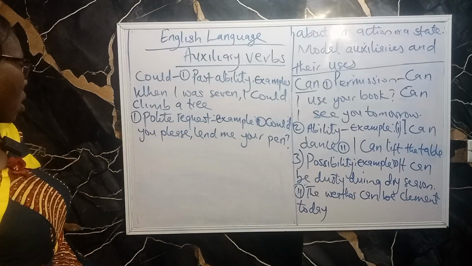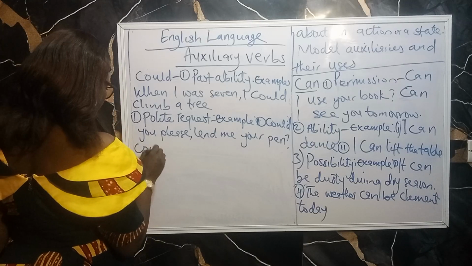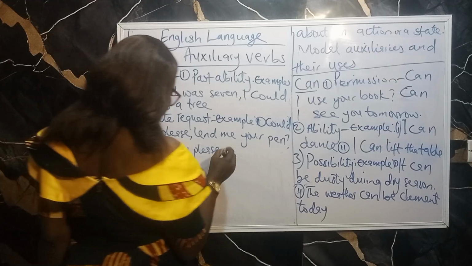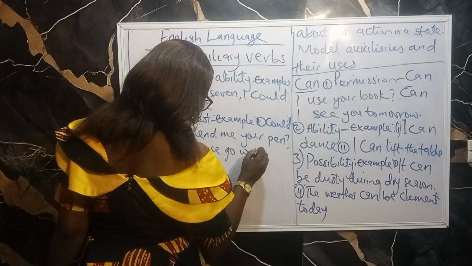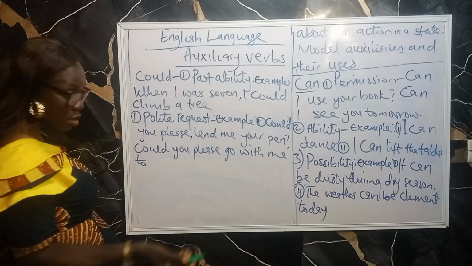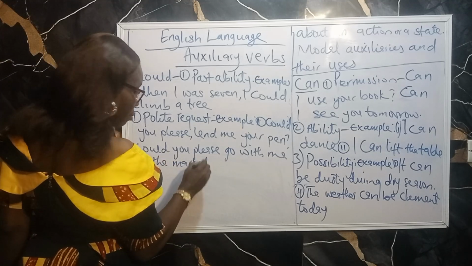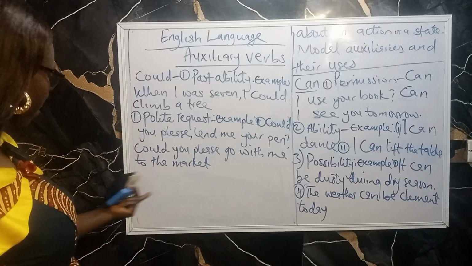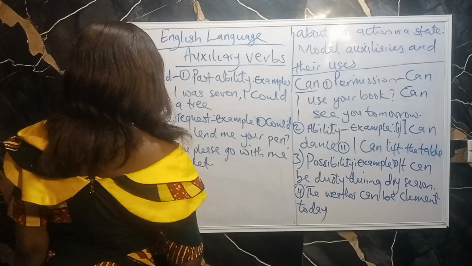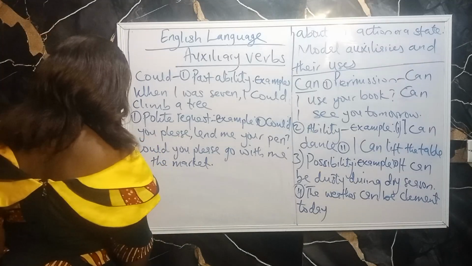Okay. We can also say something like this. Could you please go with me to, or escort me to the market? The market. Could you please go with me to the market? Okay. Or escort me to the market. That is another sentence. We can also use it for possibility.